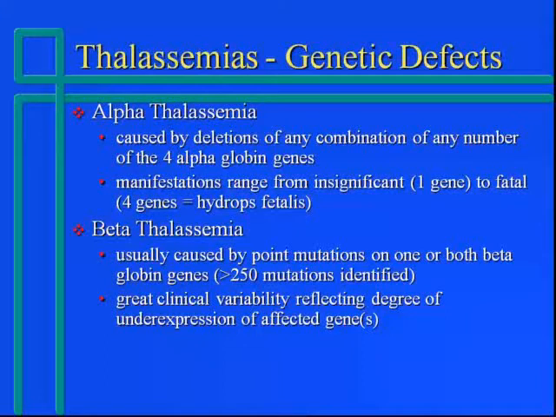Alpha thalassemia is caused by deletion of any combination of the 4 alpha globin genes. The manifestations range from insignificant in the case of the carrier, with 1 gene deletion, to fatal when all 4 genes are absent, which leads to hydrops fetalis. Beta thalassemia is usually caused by point mutations on one or both beta globin genes, and over 250 mutations have been identified. There's great clinical variability in beta thalassemia, reflecting the degree of underexpression of the affected genes.